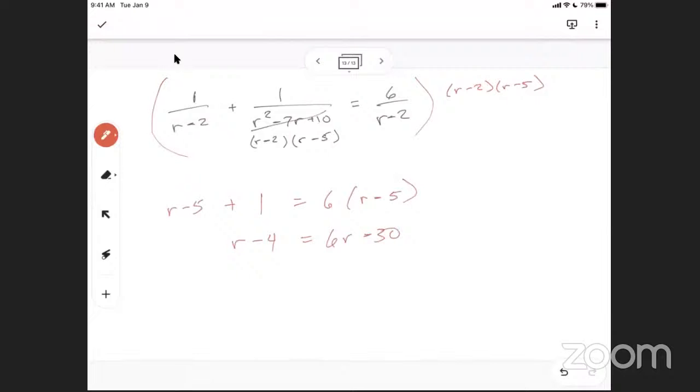So just move the r's to the right, so that's 5r. Move the other numbers to the left, so add 30. That's 26. So r equals 26 over 5. And then of course, check to make sure that it works. These ones are easy.